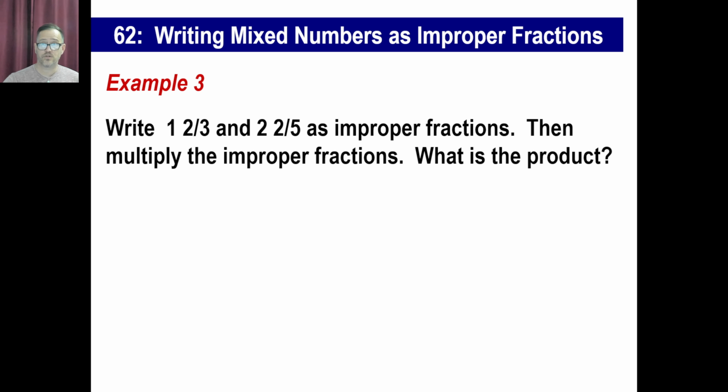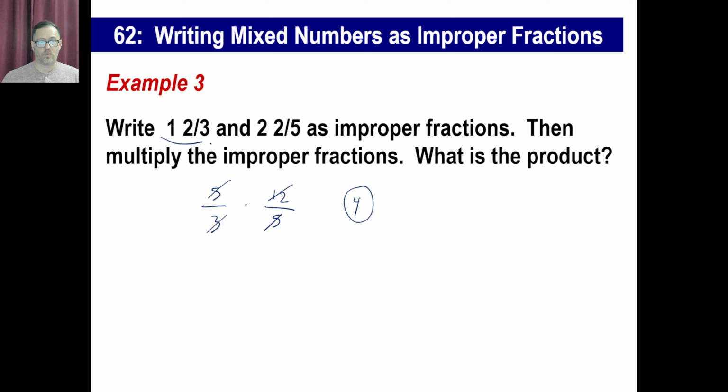This is the most challenging kind we have in this problem set. Write this and this as improper fractions, then multiply them. So go ahead and pause it and write 1 2/3 and 2 2/5 as improper fractions, and multiply them and then say what you get. Okay, pause it and do it. Okay, 1 2/3, you should have got 5/3. And you're multiplying that by 12/5, right? 5 times 2 is 10, plus 2 is 12. You should see that you can knock off the 5 and the 5, and the 12 divided by 3 is going to be 4.